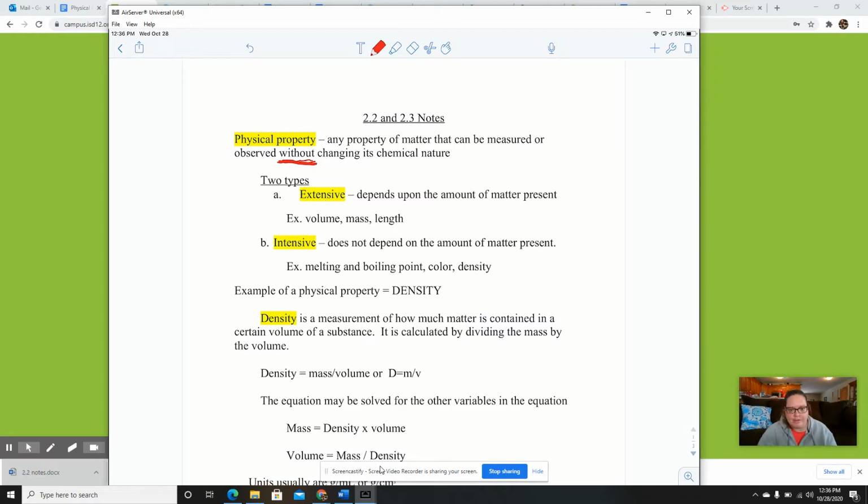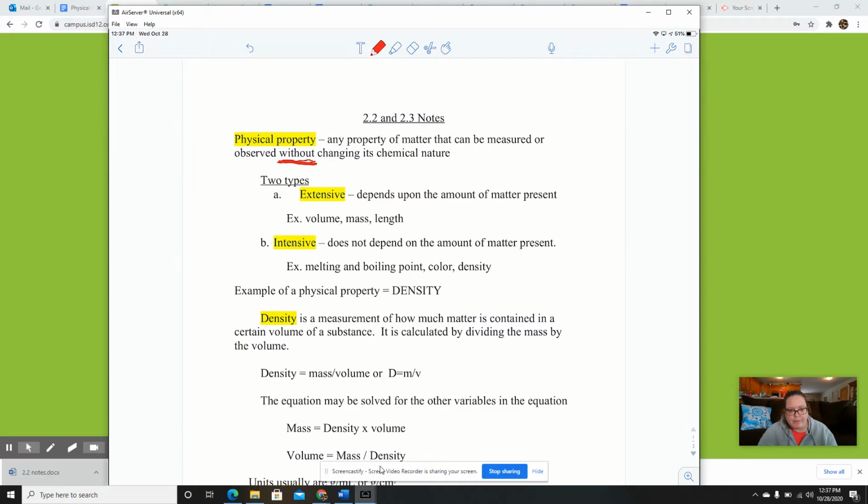Extensive depends on how much matter is present. So volume, mass, length. Do I have 5 milliliters? Do I have 50 centimeters? Okay, things like that. Intensive does not depend on how much matter is present. Melting point, boiling point, color, density. Water boils at 100 degrees C, whether you have 5 milliliters or 500 milliliters. It's always going to boil at 100 degrees C. It doesn't matter how much there is.